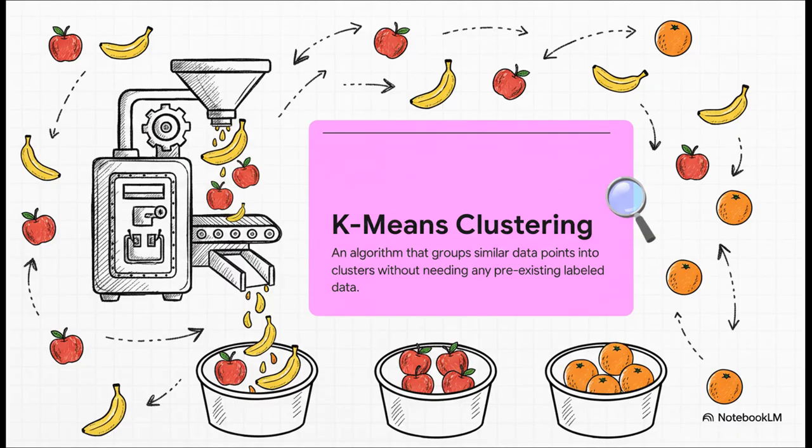So what exactly is k-means? Okay, the best way to think about it is like an automatic sorting machine. Imagine you pour in a giant box of mixed up fruit. This machine, all on its own, will start sorting them into different bins. One for apples, one for oranges, one for bananas, and it does this without you ever telling it what an apple or an orange looks like. It just figures out which things are most similar to each other. That, in a nutshell, is k-means.